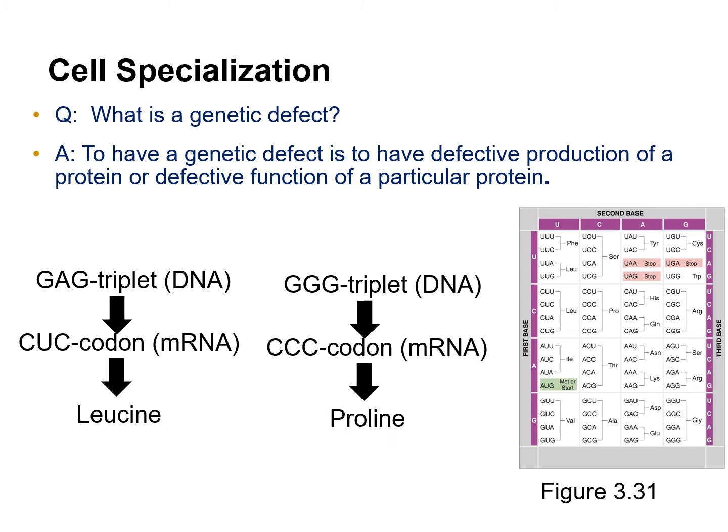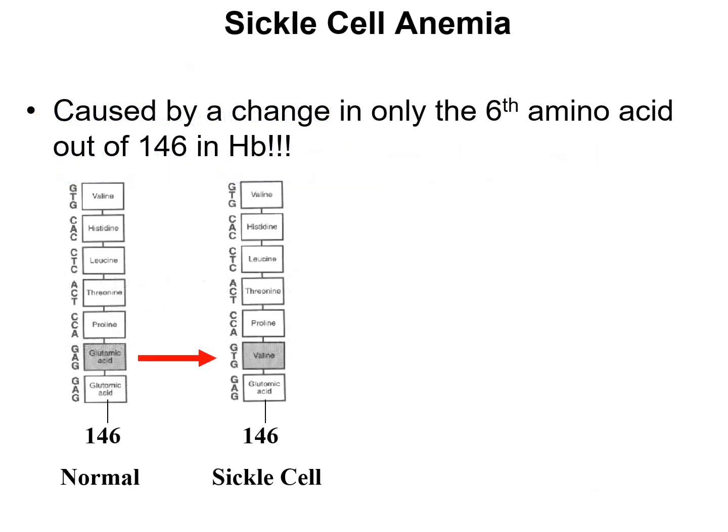Now you might think that that one minor alteration won't matter much. However, let's look at what causes sickle cell anemia. Sickle cell anemia is caused by a change in only one of the 146 amino acids that make up hemoglobin. So the hemoglobin molecule, which is a protein found in red blood cells, has 146 amino acids, 146 amino acids long.